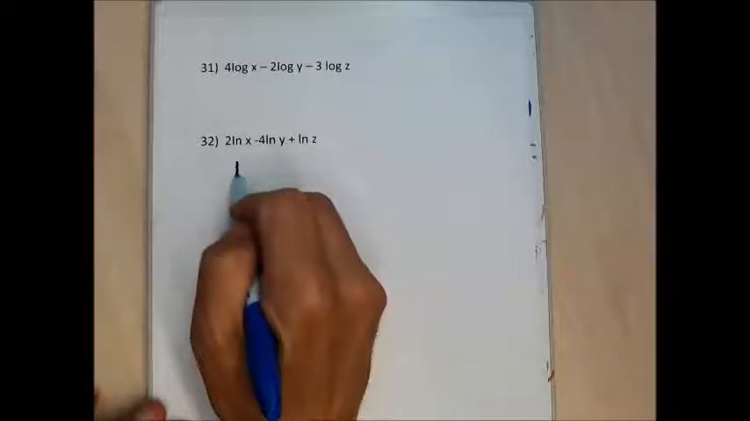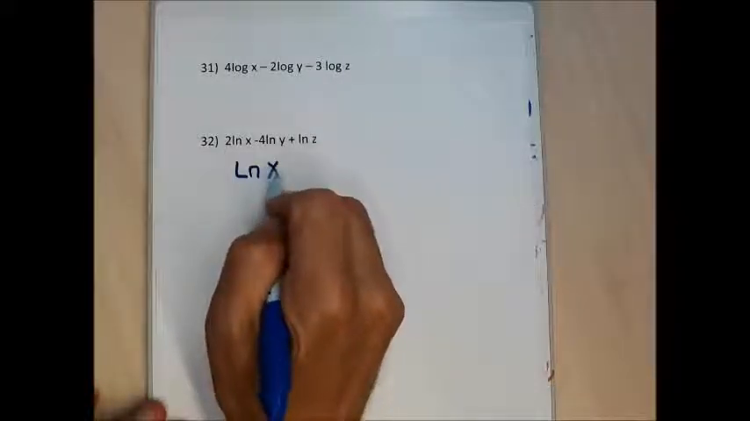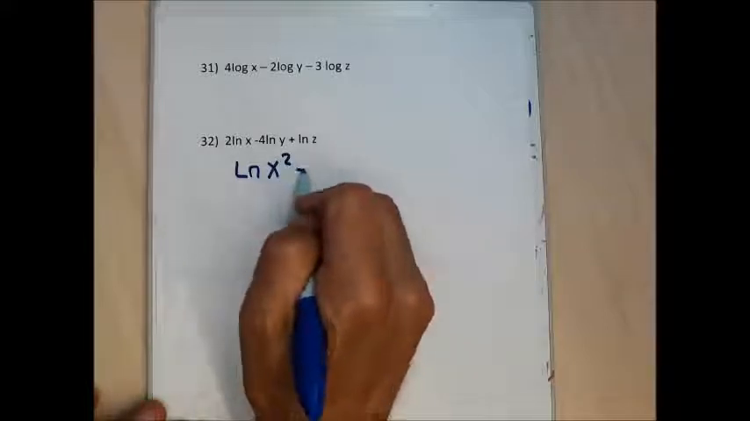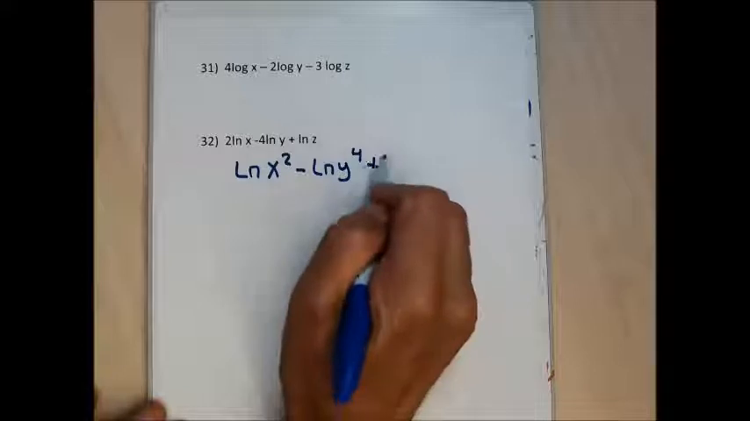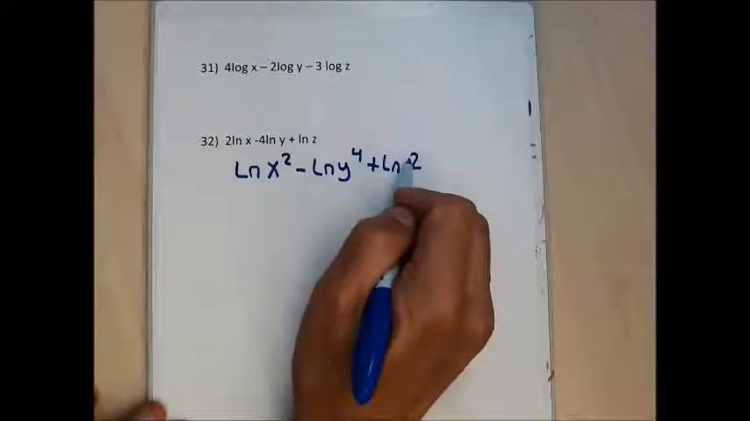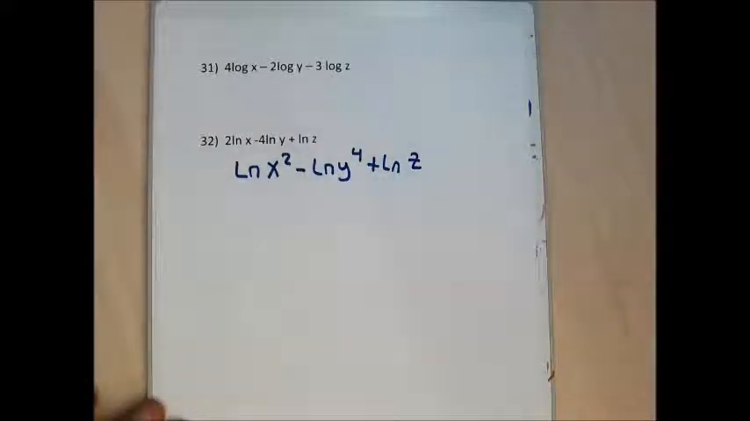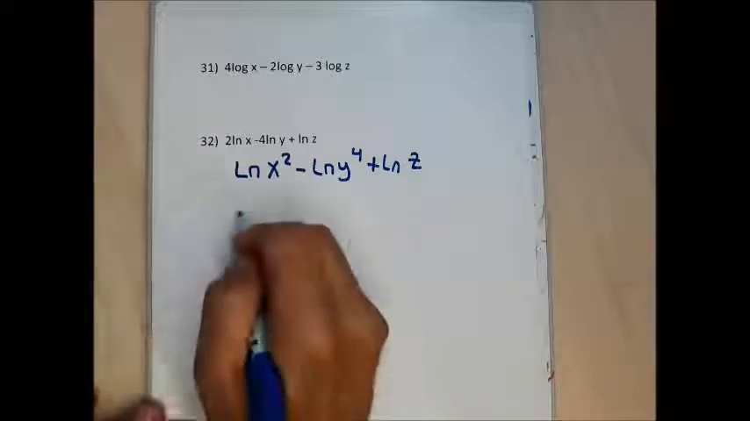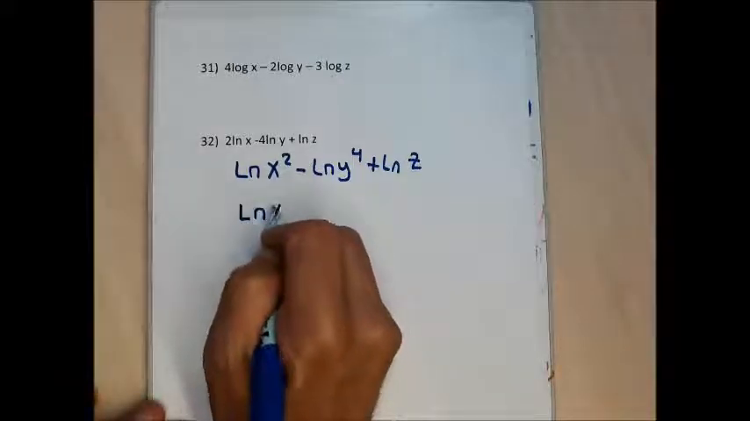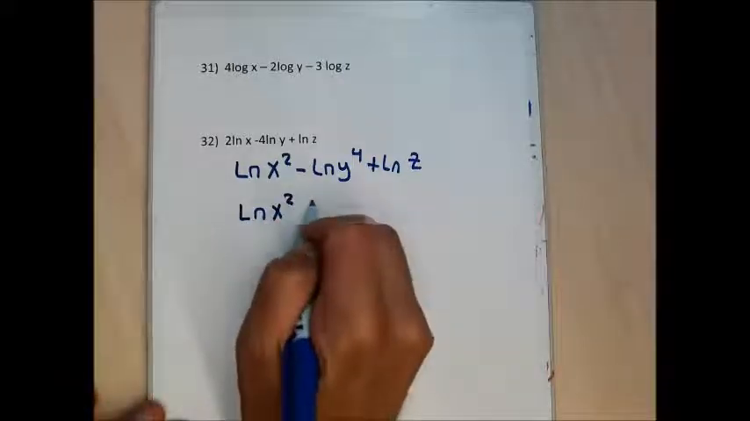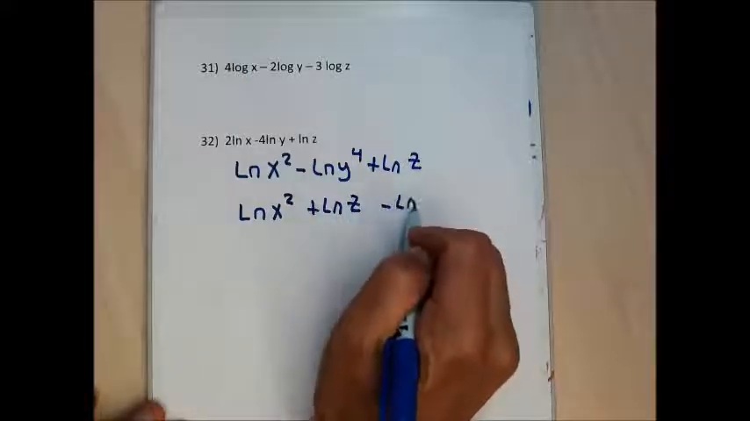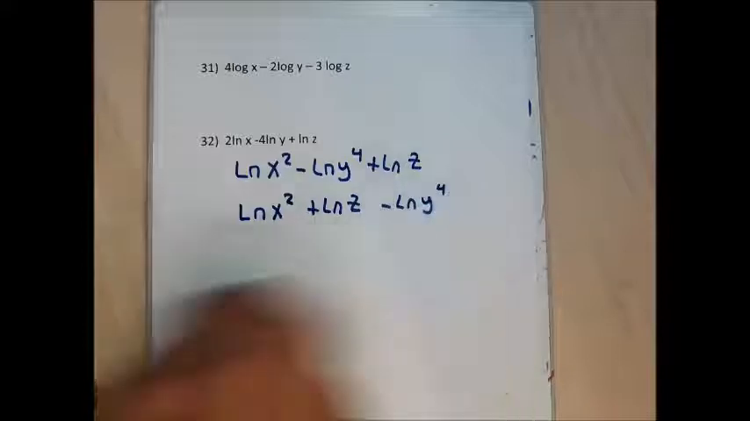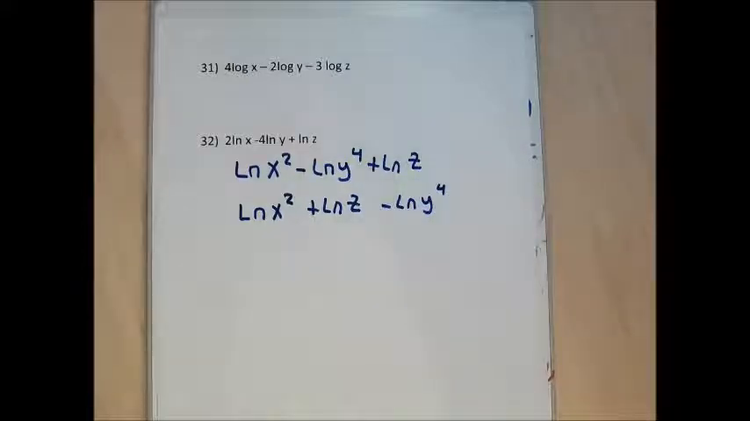I'm going to start off rewriting the problem as the ln of x squared minus the ln of y to the 4th plus the ln of z. Now I'm going to make multiple logs, and this is super tricky. It might help you if I would have rewritten this problem as the ln of x squared plus the ln of z minus the ln of y to the 4th. I don't know if that makes it any more clear what I need to do or not.